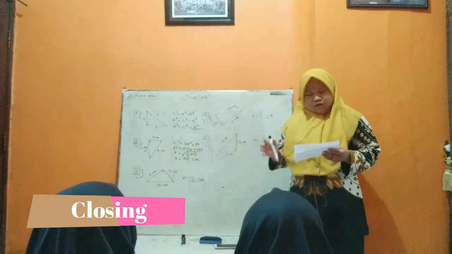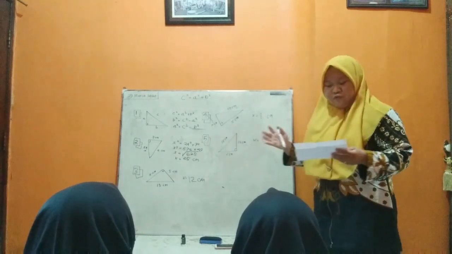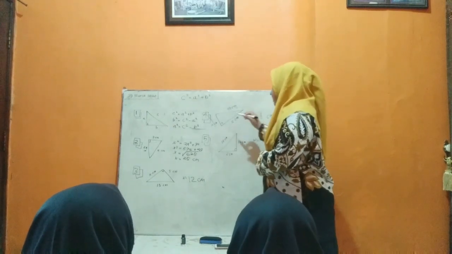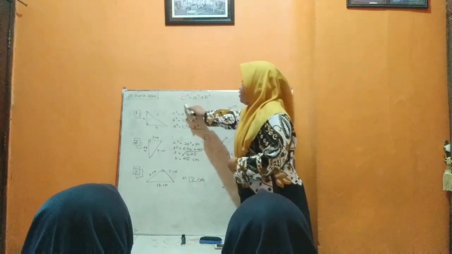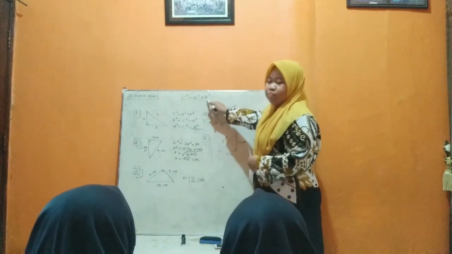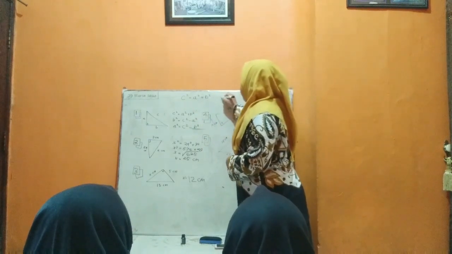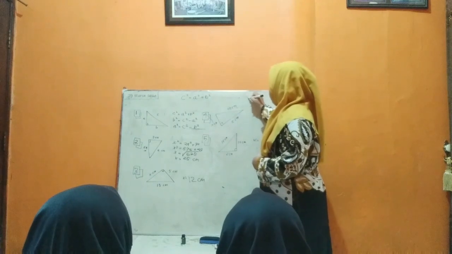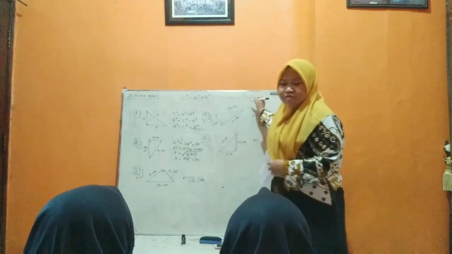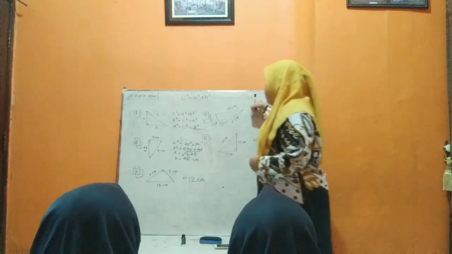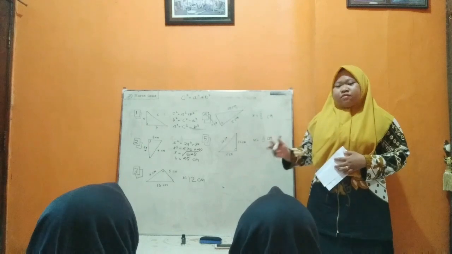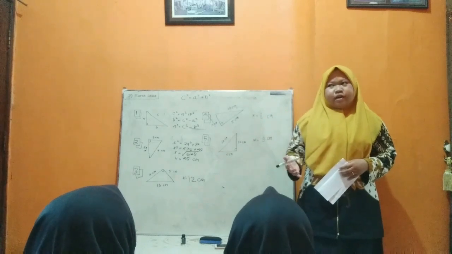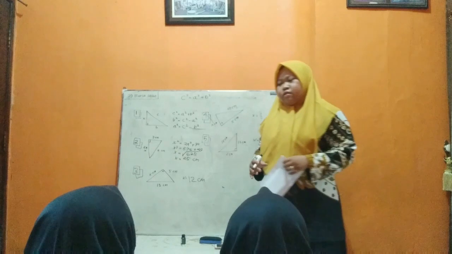The conclusion of learning today is that the largest square is equal to the sum of the two small square areas. We can write the formula: c square is equal to a square plus b square. This is the Pythagorean theorem. Any question? No. Okay, good. The next meeting we will learn about Pythagorean triples and their application in our life.